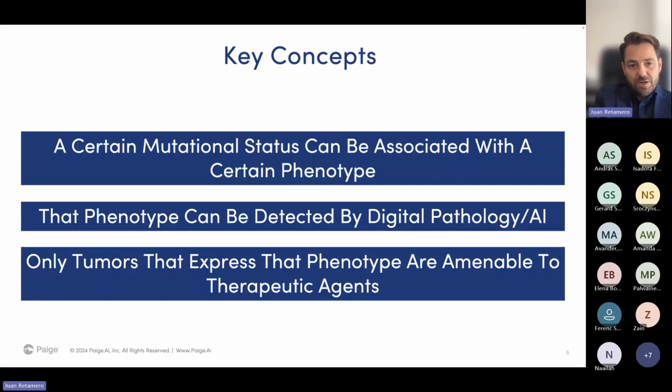So again, a certain molecular status can be associated with a certain phenotype. The phenotype can be detected by digital pathology and AI, which is essentially what we'll discuss later on today. And again, very important to bear in mind that only the tumors that express that phenotype are amenable to those therapeutic agents. Very important to bear this in mind going forward.